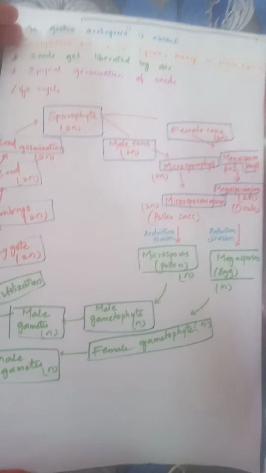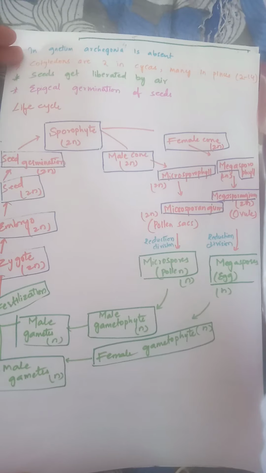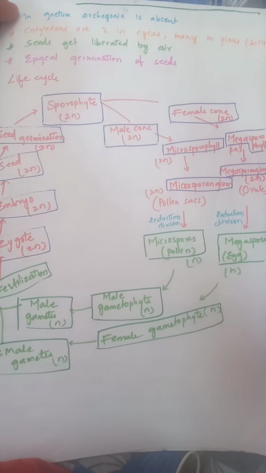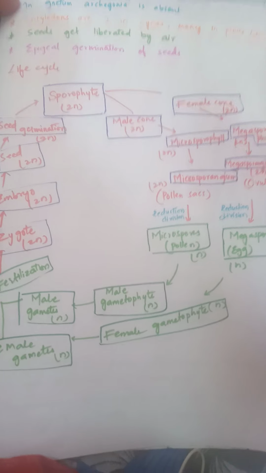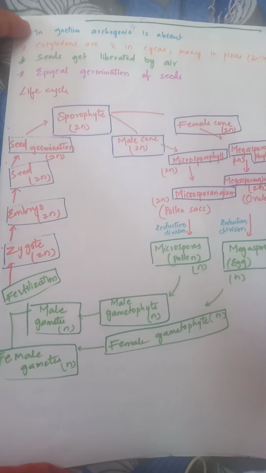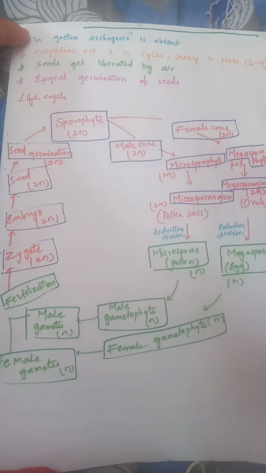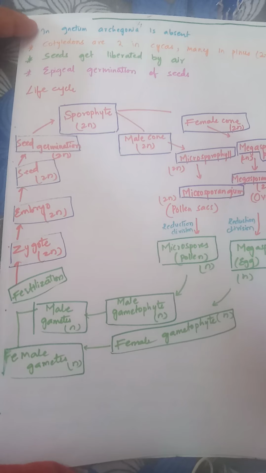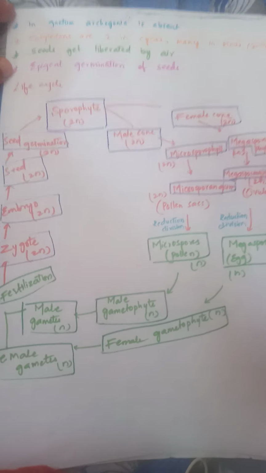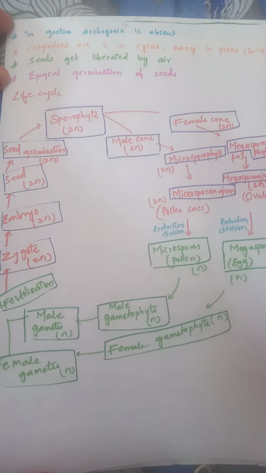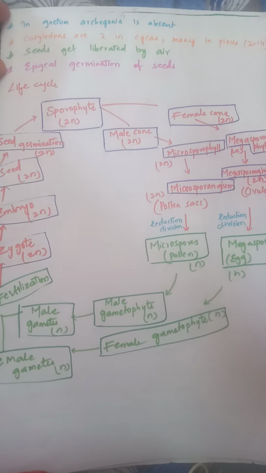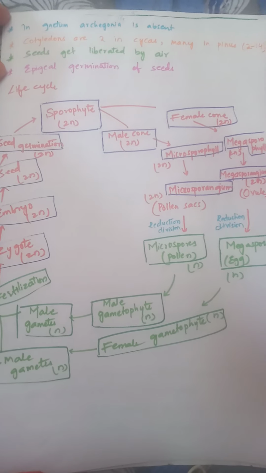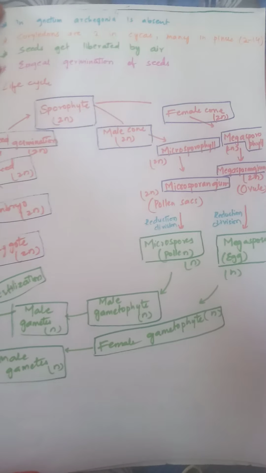This is the complete life cycle of the gymnosperm. It starts from the sporophyte. It produces the male cones as well as the female cones. Then it produces the microsporangium and megasporangium, which produce the pollens as well as the eggs, which are the male and female gametophytes. Then fertilization will take place, then the development of the embryo, then the seed, then germination will take place. Again the new sporophytic plant is developed. This is all about the general characteristic features of the gymnosperms.